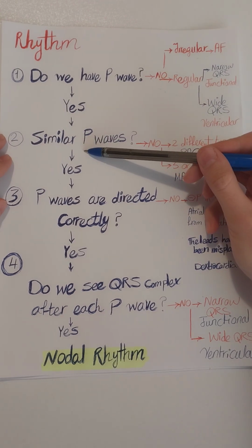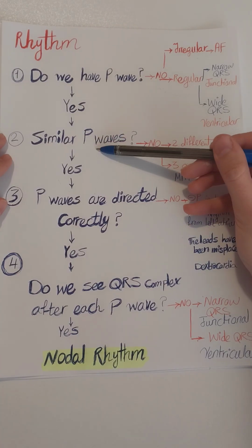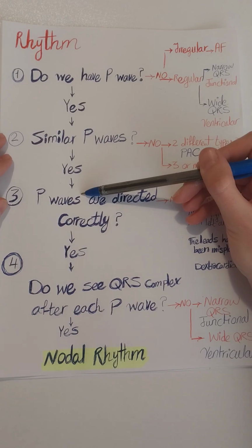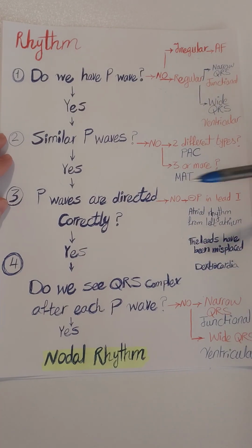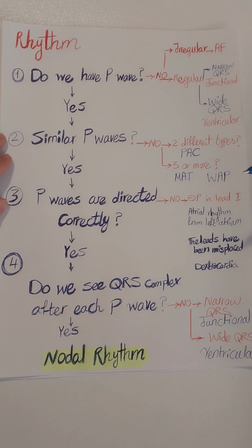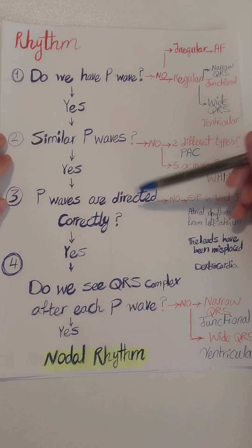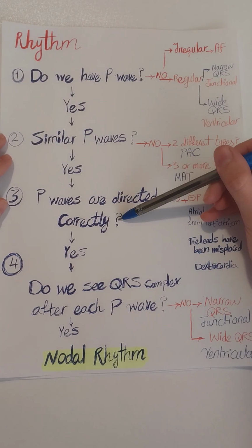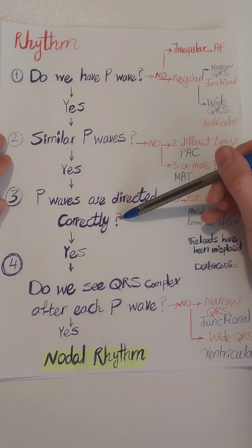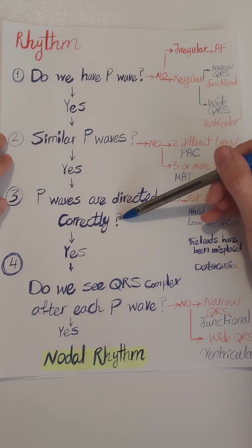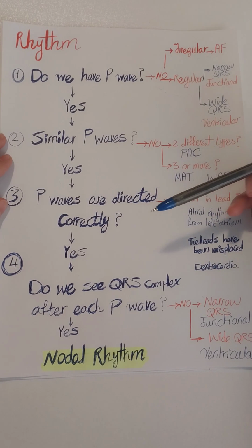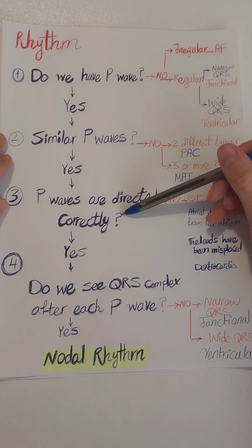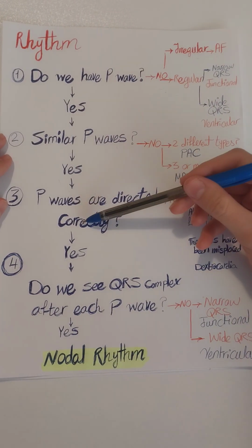So imagine the answer to this question is yes. It means that we have P waves and these P waves are similar to each other, and we want to move to our next question. Are these P waves directed correctly or not? If our P waves are directed correctly, it means that we have positive P waves in leads 1, 2, 3, and AVF, and negative in AVR. So we are moving to our next question.